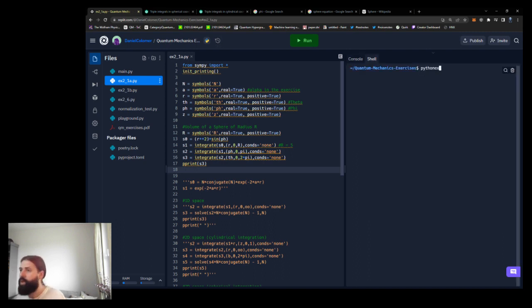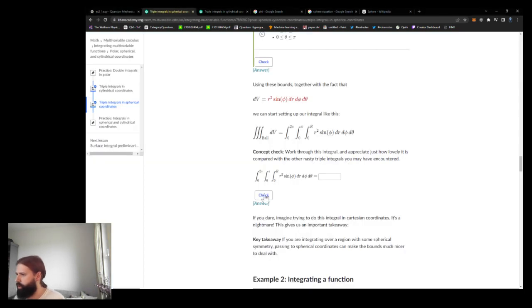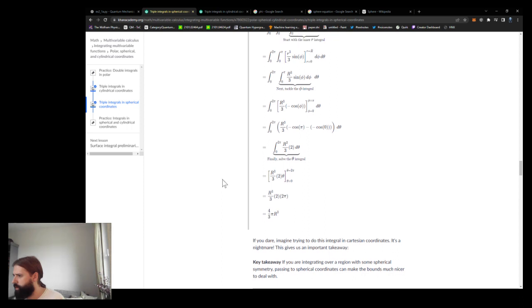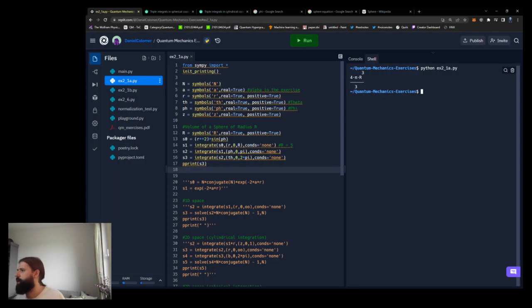Python x21a. Okay, so I get this thing here, which is 4/3 times pi r cubed. Yeah, that's cool. Matched it. That's awesome. So this works.